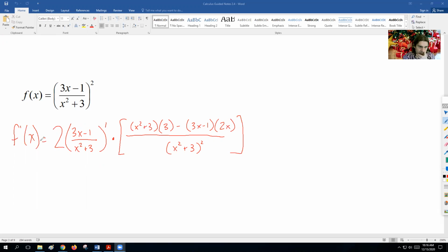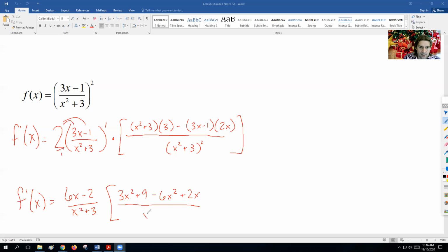So let's clean this up before we start combining it with that. I'm going to distribute the 2 to the top part here, because technically this is 2 over 1, and make this a (6x minus 2) over (x squared plus 3). And then let's work on this part here. Let's distribute the 3 here. We got 3x squared plus 9. And then distribute the minus sign and the 2x, minus 6x squared plus 2x, over (x squared plus 3) squared.